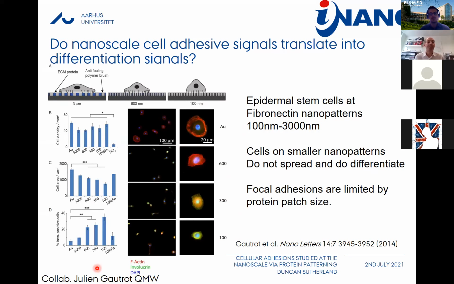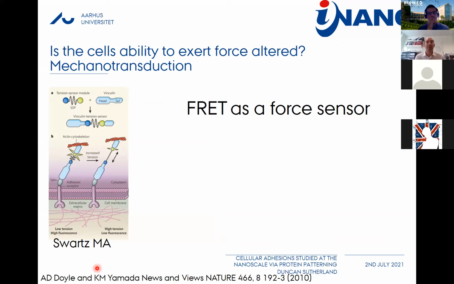So we had a hypothesis that it was to do with mechanotransduction. So we wanted to see whether or not the cells were altered in their ability to exert force. So in this work, we were able to make use of this force sensor protein, VinTS. This was developed in the Schwartz lab in the US. So we have that, and we could recombinantly introduce it into a cell line and do some studies.